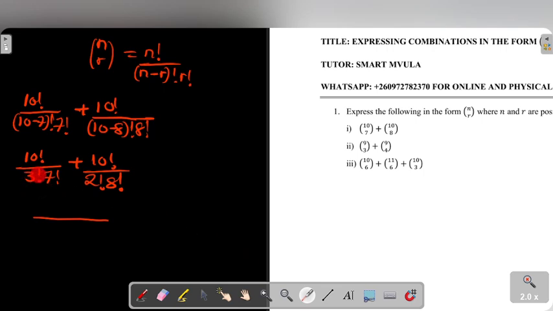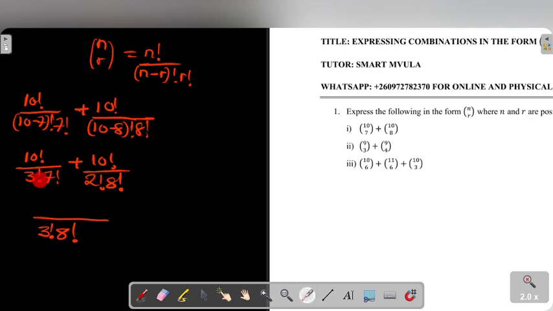You have the first, that is 3 factorial, then here we have 2 factorial. Between 3 factorial and 2 factorial, the bigger number becomes the common denominator, which is 3 factorial. Again, between 7 factorial and 8 factorial, the bigger number becomes the common denominator, which is 8 factorial. So now you start dividing.